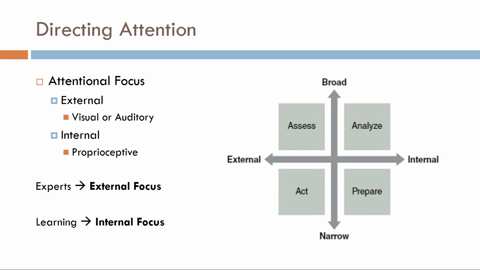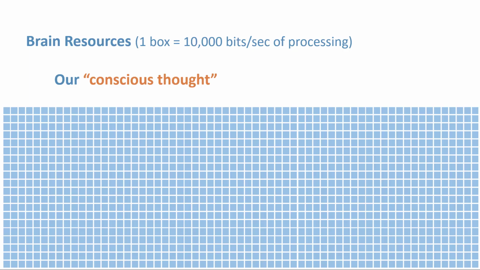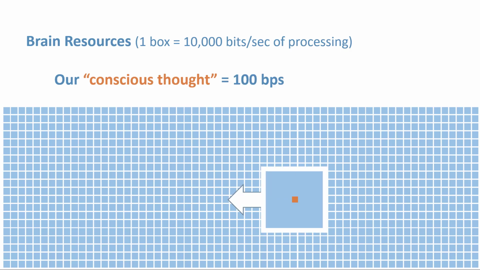The experts and beginners have the same amount of mental resources. Just some other things are happening behind the scenes than others. The brain can process 11 trillion bits of data per second, and that's quite a bit. These boxes here kind of visually show that one box is about 10,000 bits per second. Our conscious thought is like 100 bits per second. So that's nothing compared to what the brain's capacity is, right?